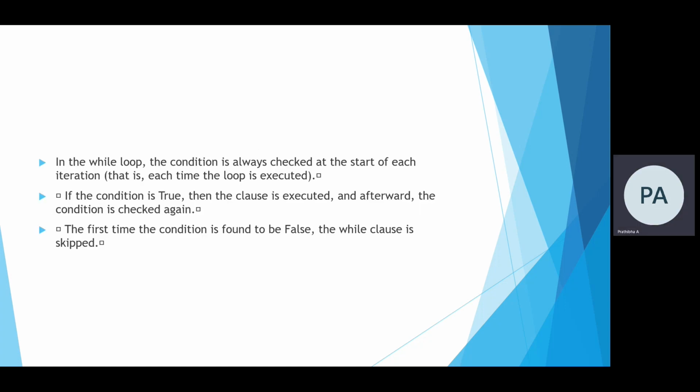In the while loop, the condition is always checked at the start of each iteration. If the condition is true, the clause is executed, and again the condition is checked. The first time the condition is found to be false, the while clause is skipped.